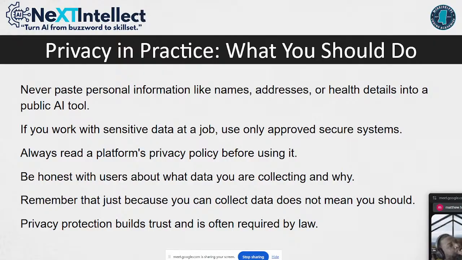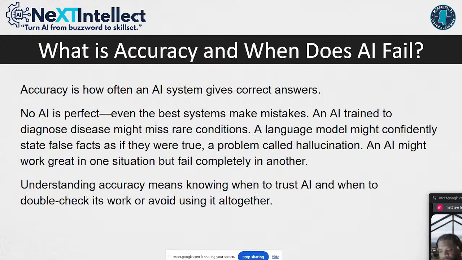Always read a platform's privacy policy before using it. Be honest with users about what data you are collecting and why. Remember that just because you can collect data does not mean that you should. Privacy protection builds trust and is often required by law.